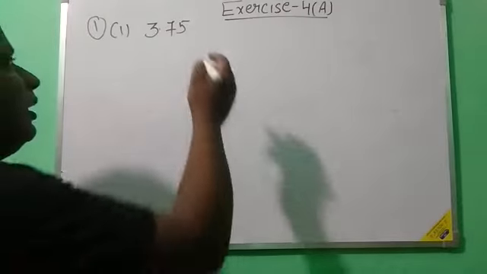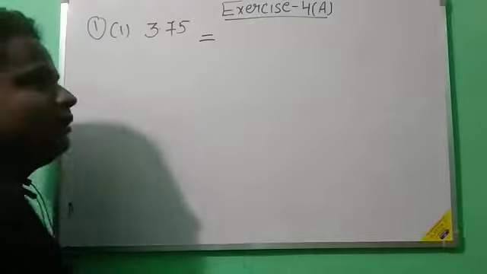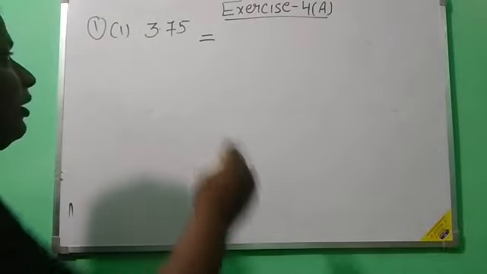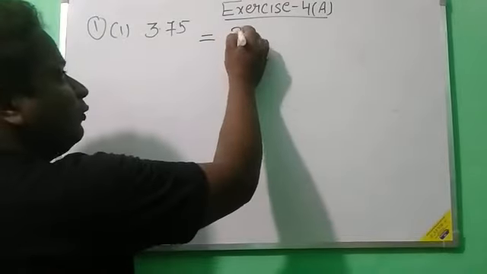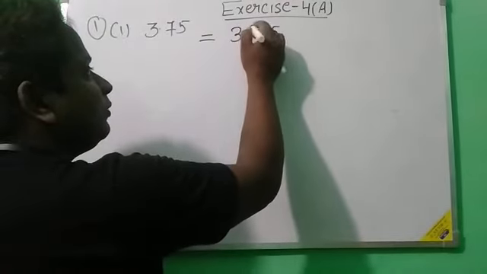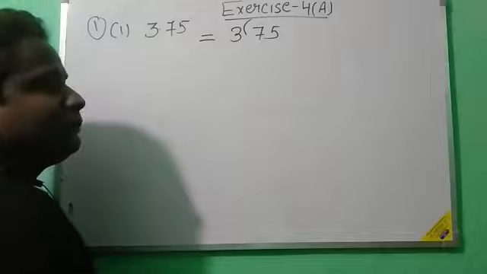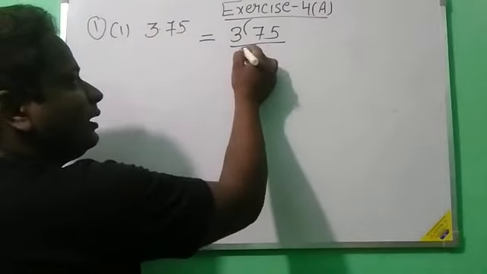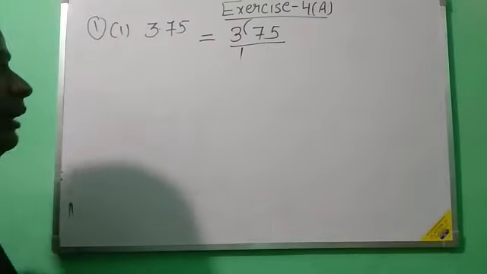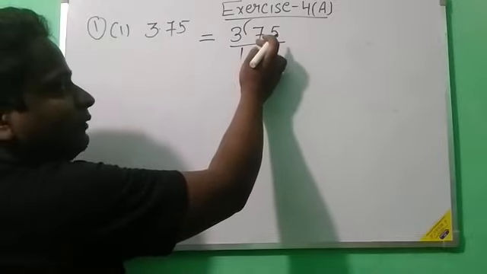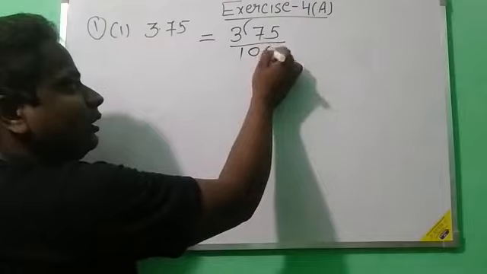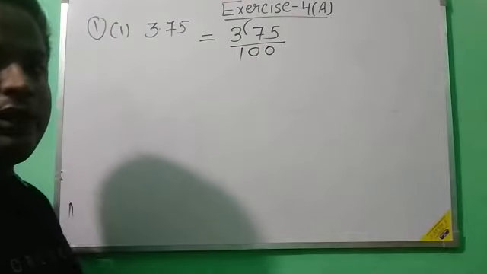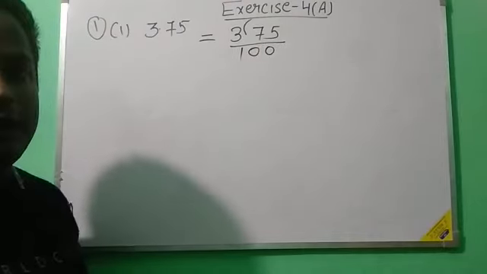As we studied in the last class, if you are given a decimal number, you remove the decimal point, write 1 in the denominator, and count the number of digits on the right side. Here I have 2 digits, so I will put 2 zeros. So it becomes 375 upon 100.